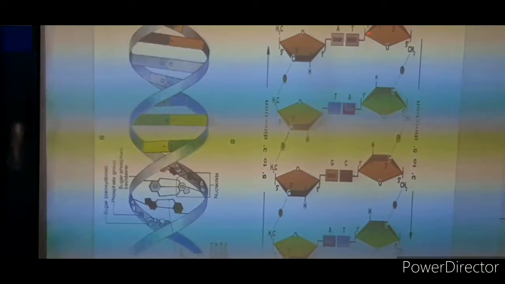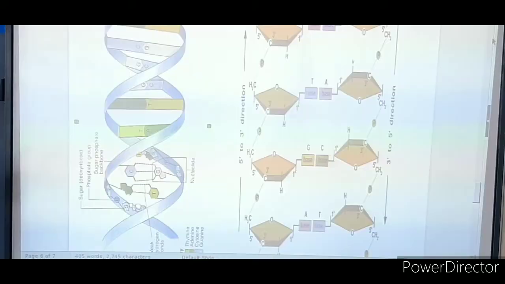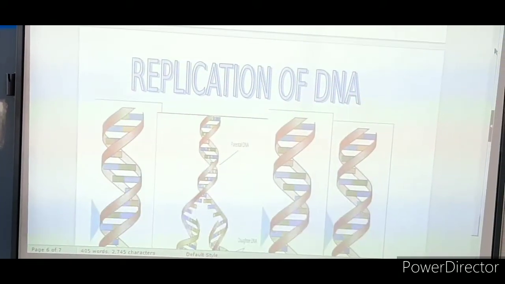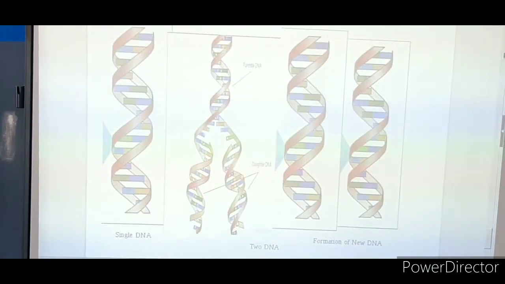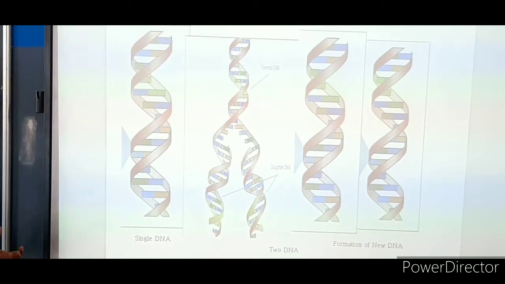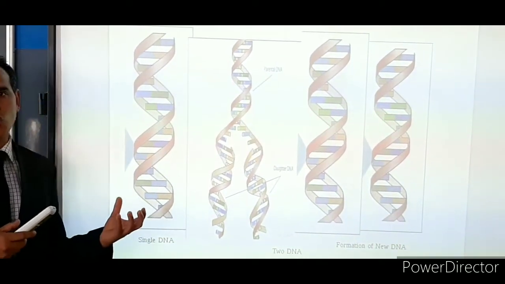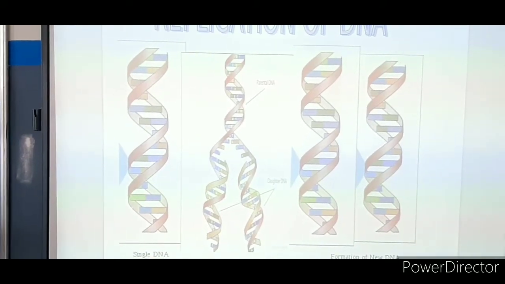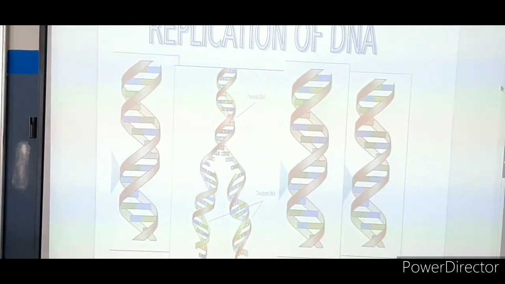Hope you understood these topics, the strands of DNA. And if we move down, how does DNA replicate? Replication of DNA is also called the copying of DNA, or the duplication of DNA. How? From one single DNA molecule, two molecules are formed.